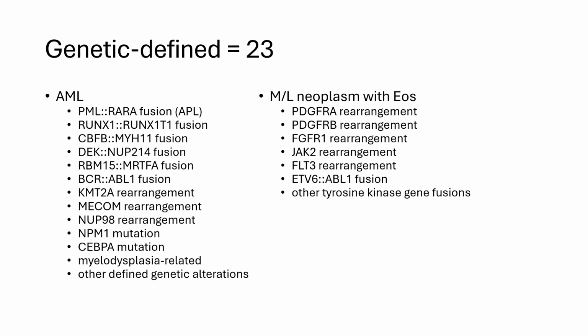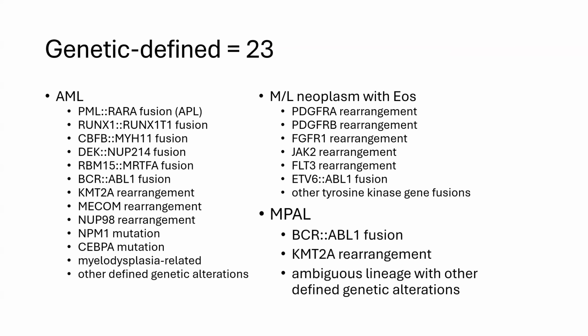We can also include in this category the myeloid lymphoid neoplasms with eosinophilia. I include these because they can also present with increased myeloid blasts. And these include the myeloid lymphoid neoplasms with PDGFRA rearrangement, PDGFRB rearrangement, FGFR1 rearrangement, JAK2 rearrangement, FLT3 rearrangement, and ETV6-ABL1 fusion, and other tyrosine kinase fusions.